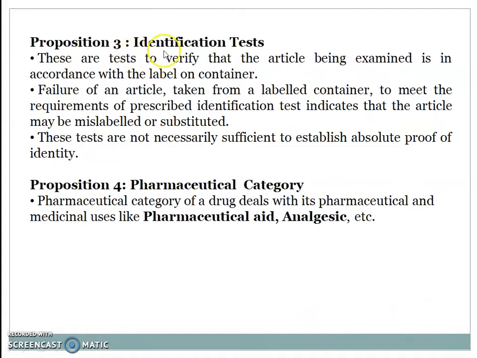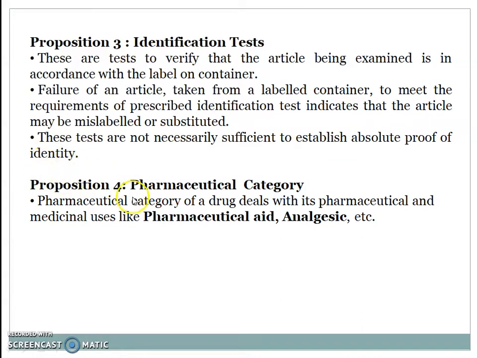Then proposition 3, that is identification test. These are tests to verify that the article being examined is in accordance to the label of container. Failure of an article taken from the label container to meet the requirement of a prescribed identification test indicating the article may be mislabeled or substituted. This test is not necessarily sufficient to establish absolute proof of identity.